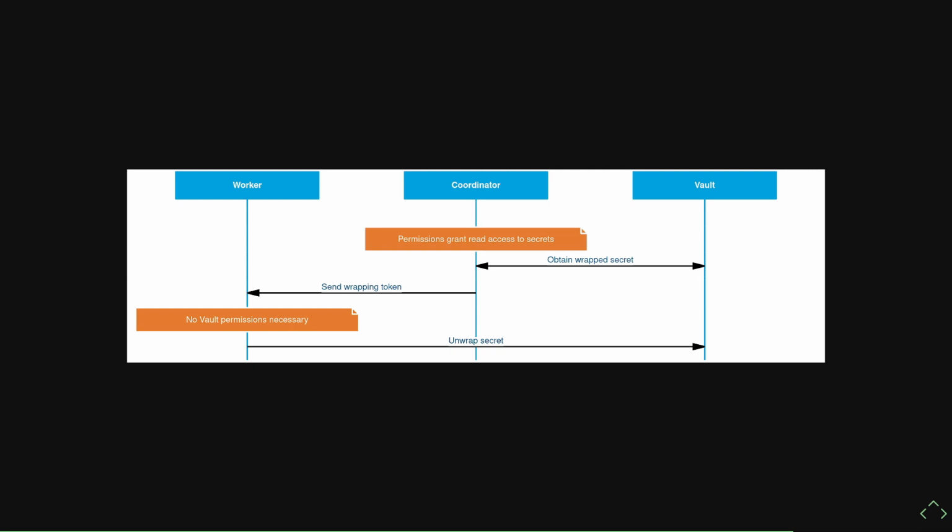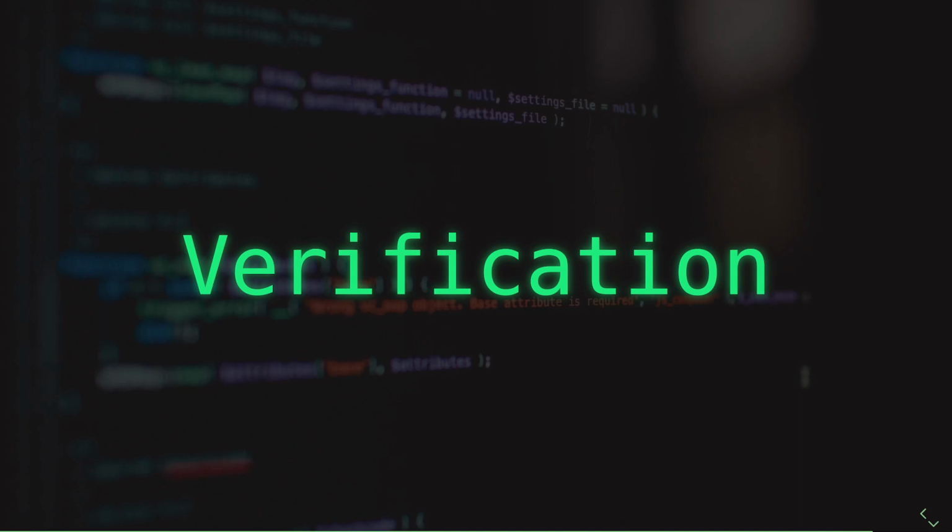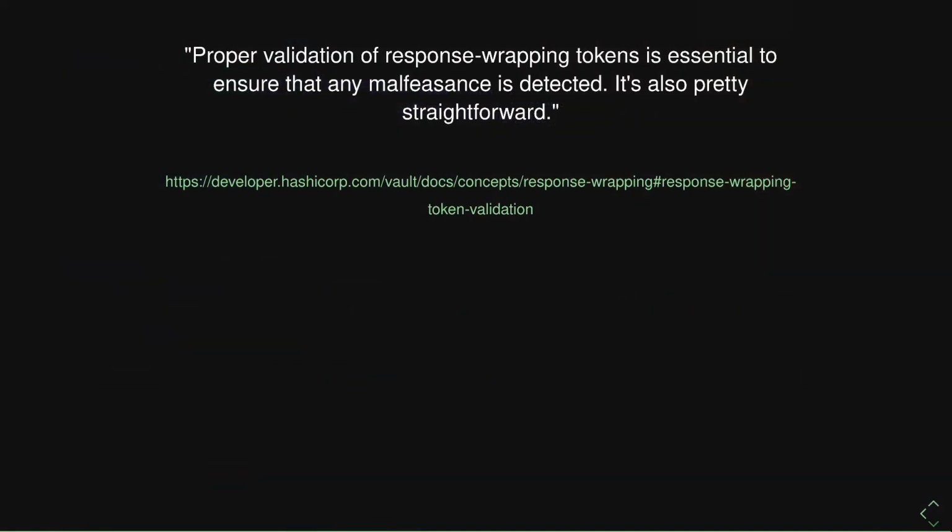And that brings us to another important point, and that is verification of a wrapping token. So the Vault documentation is pretty explicit about this. It explains that properly validating a response wrap token is essential. And it's also straightforward, and we're going to see how that works here in a second. First, let's understand why it's critical to validate a token.